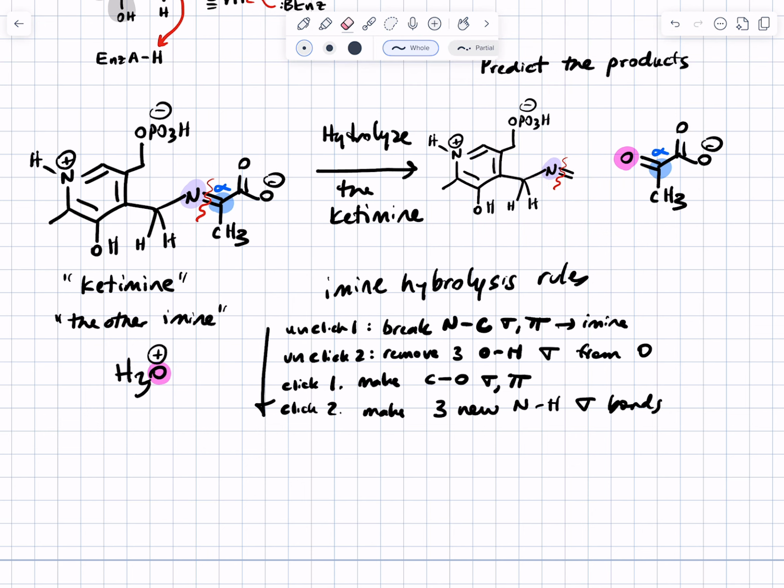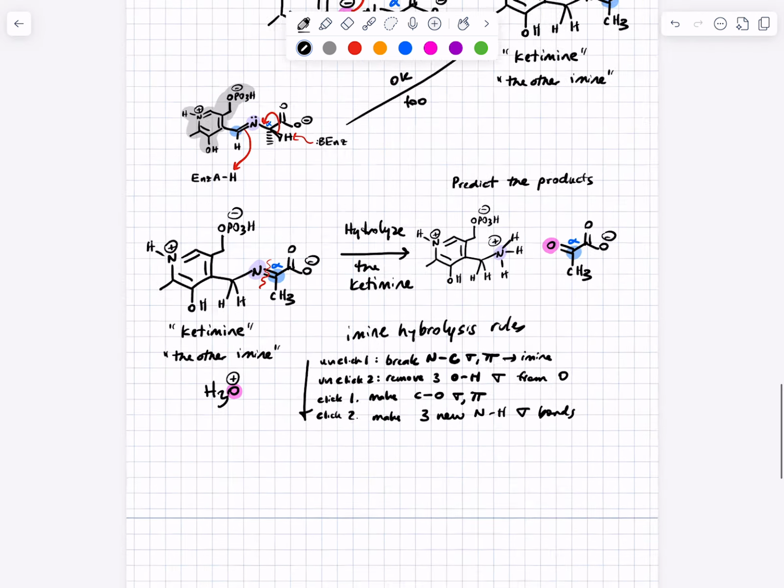Only now the nitrogen is not doubly bonded to anything. Instead, it's bonded to the 3 hydrogens from water. Yep. So do you see how this is exactly backwards? Do you see that in our starting materials?